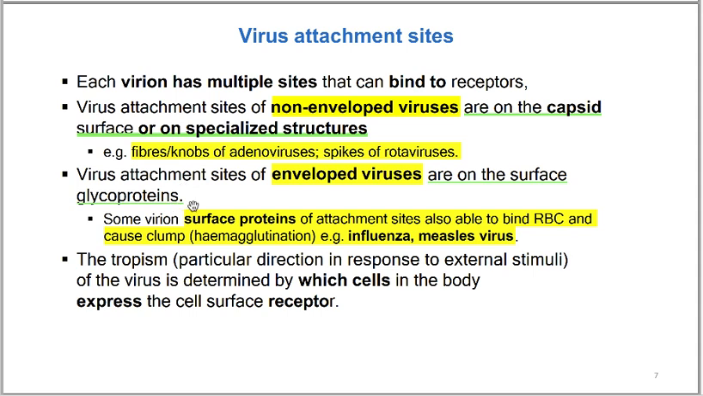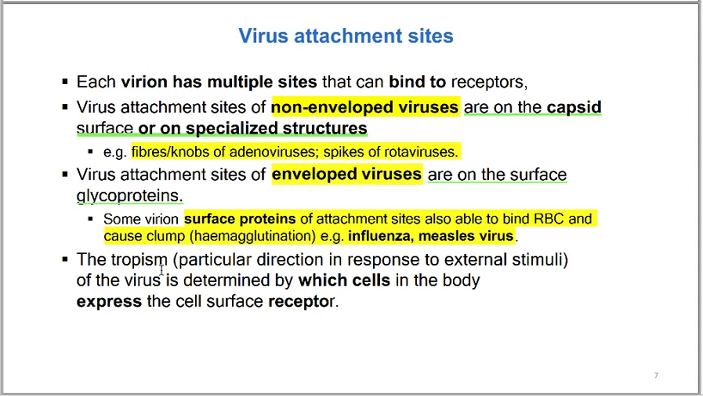That means the receptors are glycoproteins. Some virion surface proteins at the attachment site are also able to bind RBCs and cause clumping, called hemagglutination. So we studied in the previous classes that influenza viruses have hemagglutinin that can interact with glycoprotein expressed on the RBC and cause the agglutination of the RBC. Okay, so this is called hemagglutination.